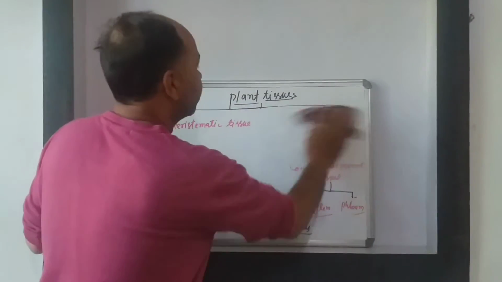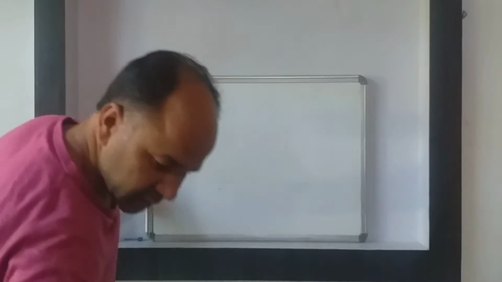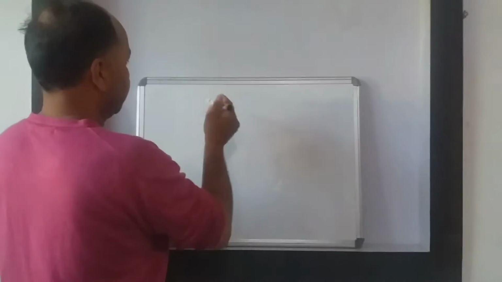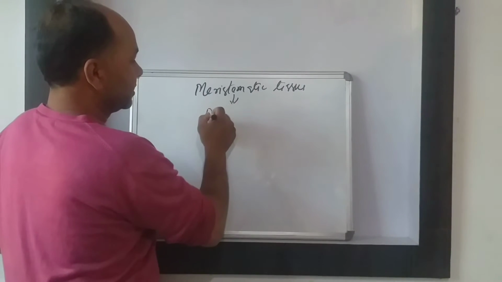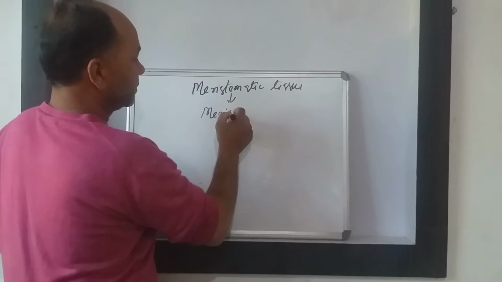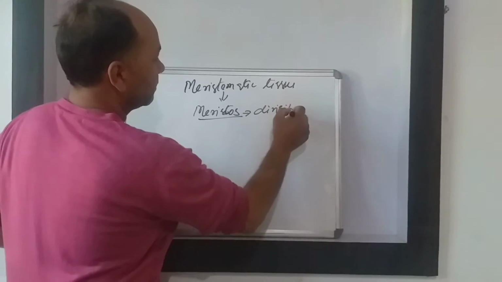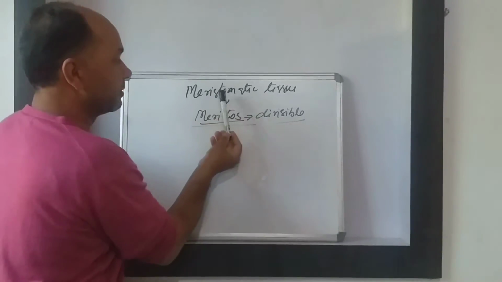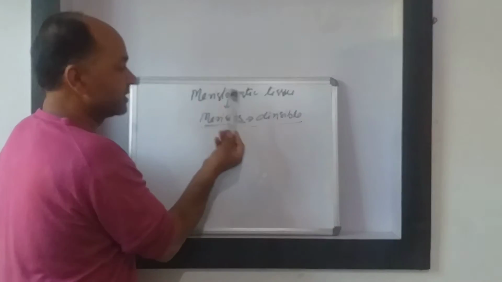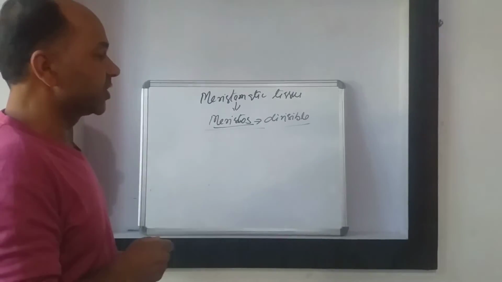Now we are going to discuss the main topic of this video, that is meristematic tissue. What a meristematic tissue is. Meristem is a term derived from a Greek word, meristos. What does it mean? Meristos means divisible. It is the main characteristic of meristematic tissue.